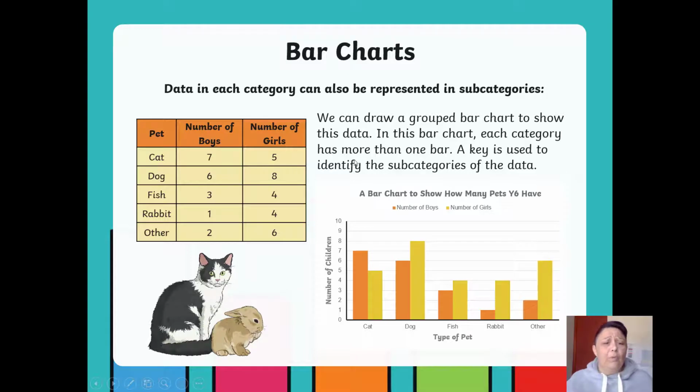To do that, in Excel or Google Sheets, we need to add an extra column. When you do that and select that table, Google Sheets comes up with a bar chart or graph that looks like this. So the number of children, again, is up here, and the types of pets along the bottom. And really importantly, that title, a bar chart to show how many pets year 6 have. That is really important because otherwise the data makes no sense.